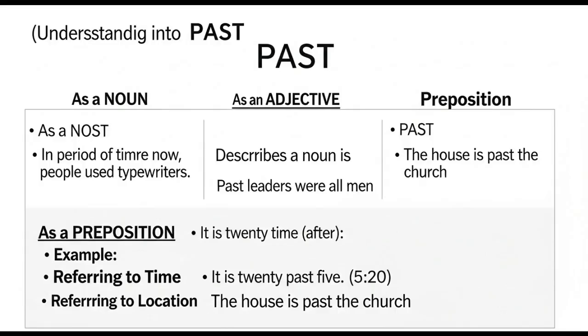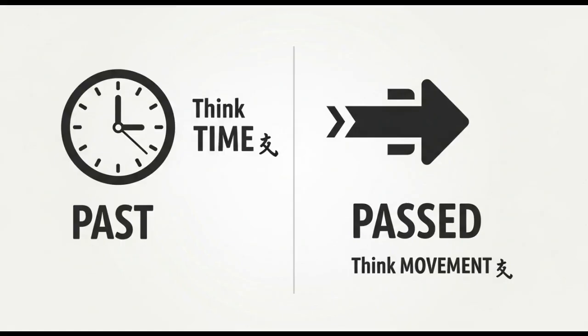Another preposition using past does not have to do with time. I will give you an example. The house past the church. The house past the church. This also means after. What house am I talking about? The house after the church. So when we use past as a preposition, we're talking about after, whereas when we use past as a noun and an adjective, we're talking about before.